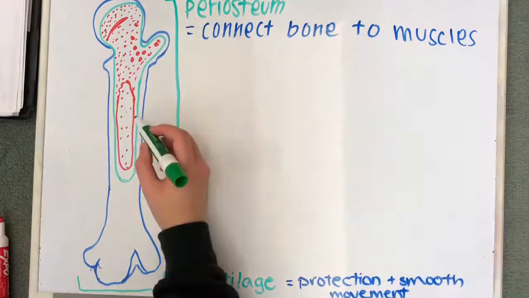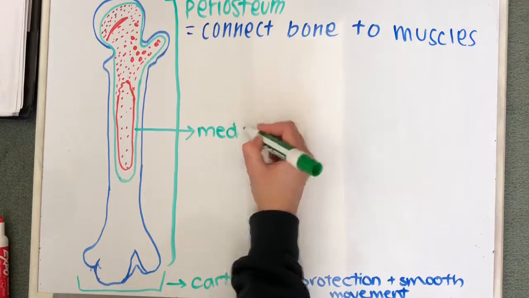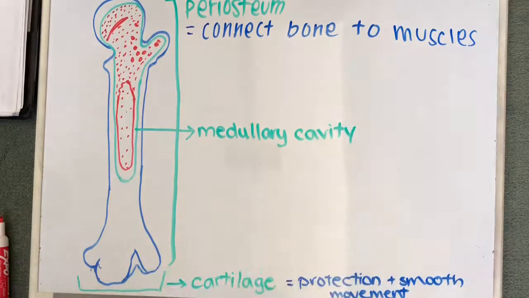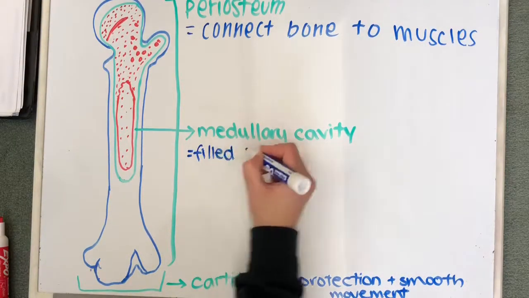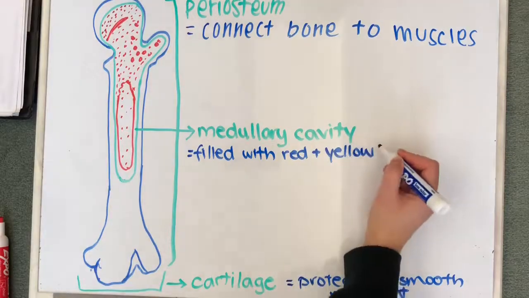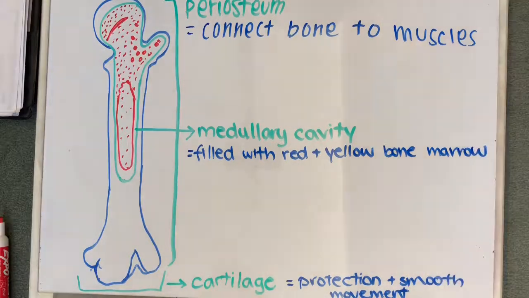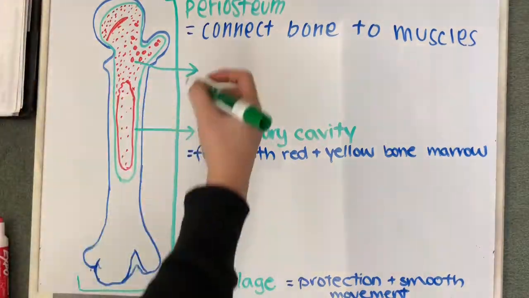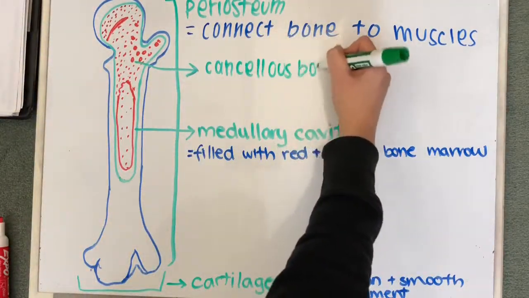The medullary cavity is found in the shaft of the bone and is filled with red and yellow bone marrow. Blood cell formation occurs in red marrow, and yellow marrow is made up mostly of adipose, which are fat cells and connective tissue that have no role in blood cell formation.